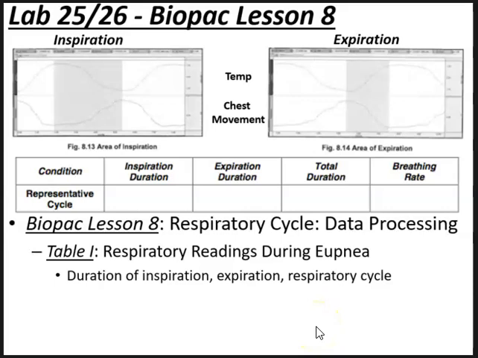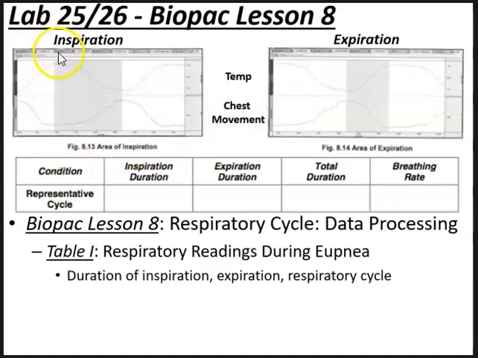So the first table that you are going to record is respiratory readings during eupnea. So you'll have a volunteer resting, breathing at a normal pace, and we'll record inspiration, expiration, and a full respiratory cycle. So a full respiratory cycle being 1 inspiration, 1 expiration. So during inspiration, the volunteer is breathing in room air. The temperature will decrease because they are breathing in cool air. And then during expiration, they will breathe out warm air that has been warmed by the lungs, and the temperature will go up. So again, this top part denoting temperature, and then the bottom part indicating chest movement.